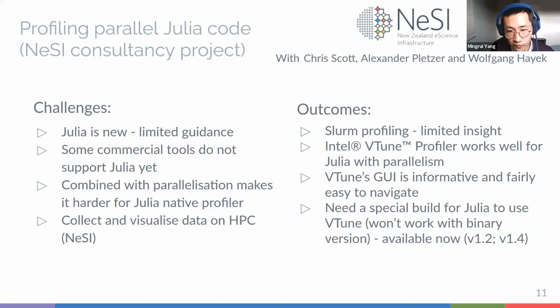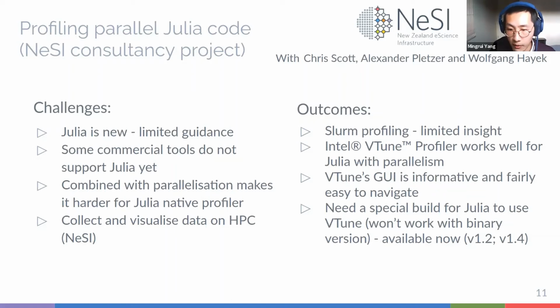After facing all these challenges, including that Julia is a very new language, we have limited guidance and experience that you can search from the internet. It is pretty new, not just for me as a coder, it is also kind of new for the Massey managers. So we really looked at this thing together, and the outcome was pretty great. We tried many things, and we found out eventually this Intel profiler works fairly well for Julia with parallelism. And this profiler is fairly easy to use as well.